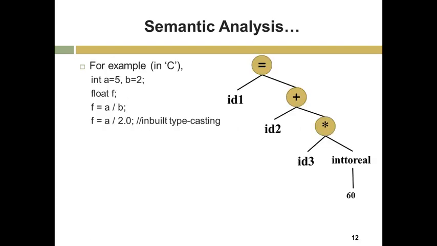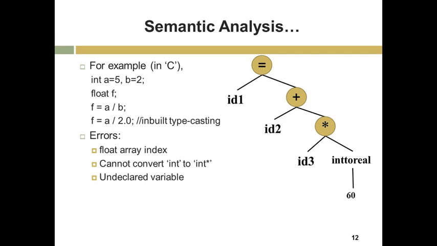In addition to that, it will add meaning into the code. In the example position equals initial plus rate into 60, rate is assumed to be a float variable, and hence the integer value 60 is converted into float by the semantic analysis phase. So it will add meaning in the generated parse tree, and that will be the output of the semantic analysis phase.